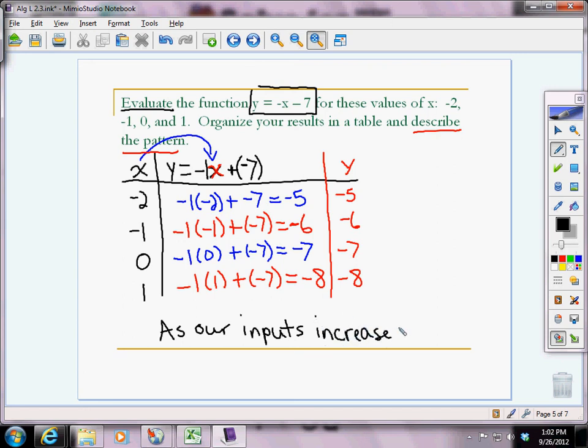Because we're going up by 1 every time. If you look at here, what's happening to these outputs? Our y's, or you could say outputs, doesn't matter. Hopefully you're seeing that they decrease by 1 because they're negative. They're getting smaller each time. So again, just a pattern you want to look at is the first thing that's happening. As your x's are increasing, what's happening to your y's.